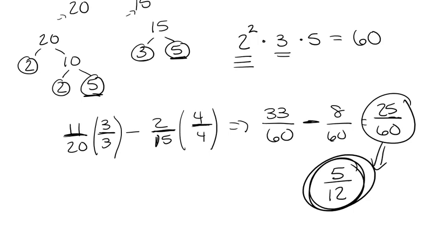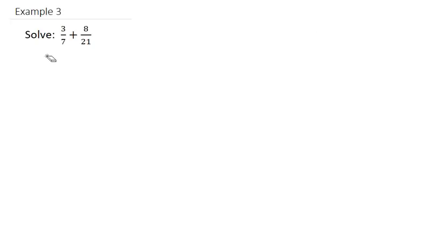Now let's go look at another example. Solve 3/7 plus 8 over 21. So our first question we ask ourselves is, is one a multiple of the other? And for this problem, we would say yes, because 21 is a multiple of 7. So this makes this an easier problem, as we know that 7, if we multiply that number by 3, we'd get to 21. So 21 will be our common denominator that we're going for.